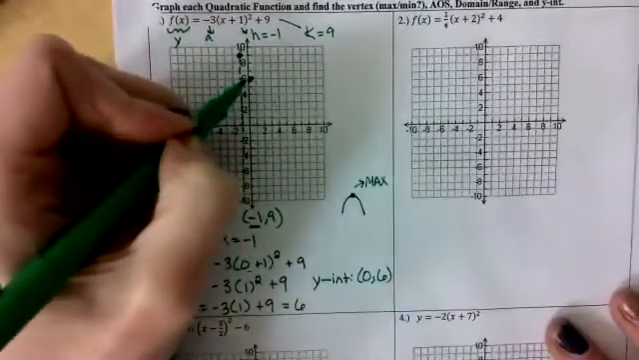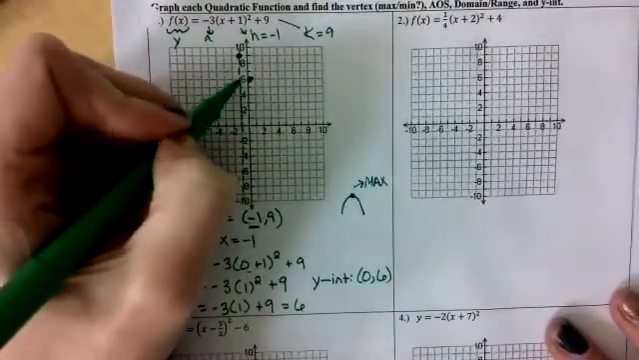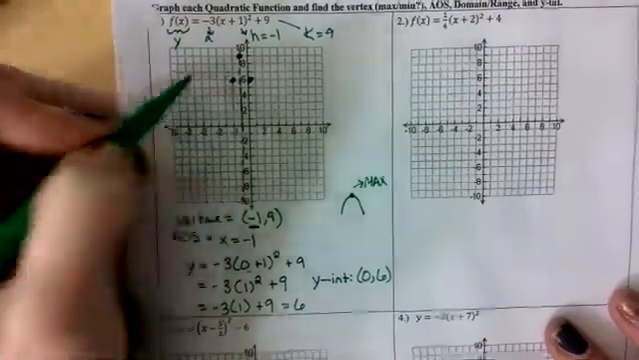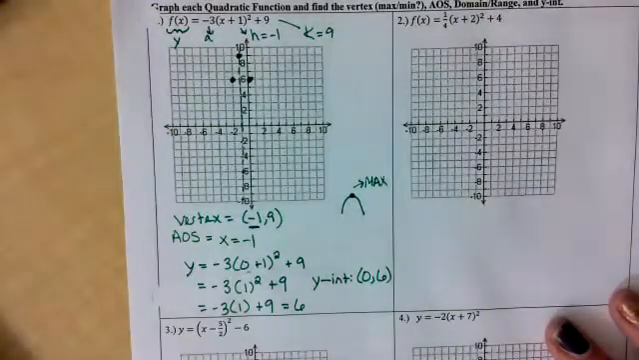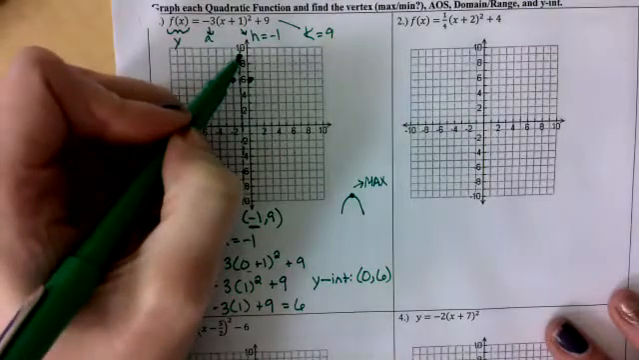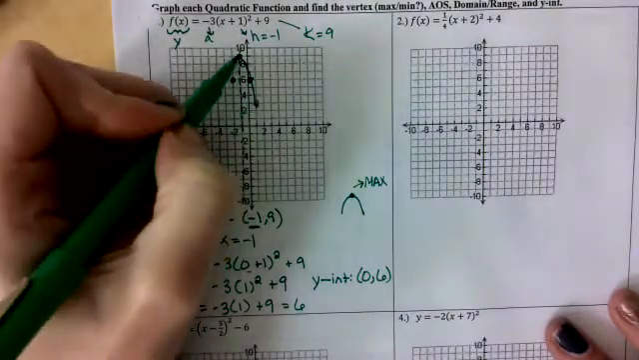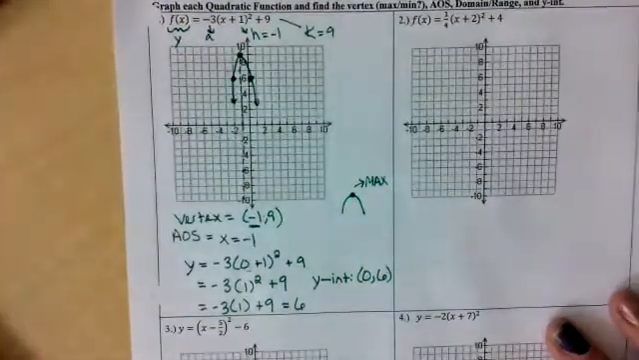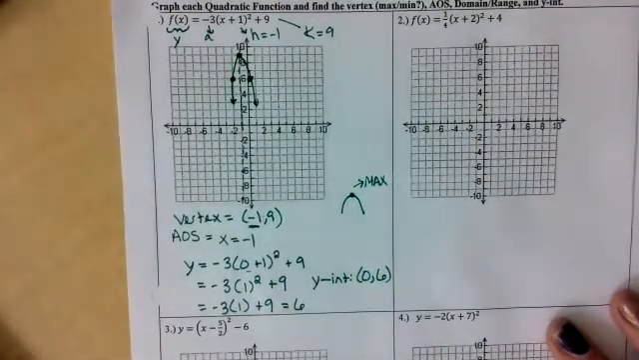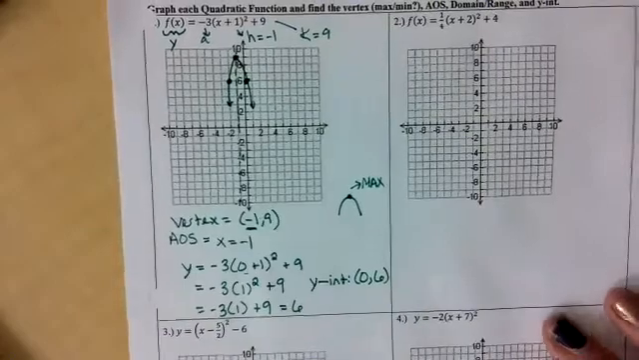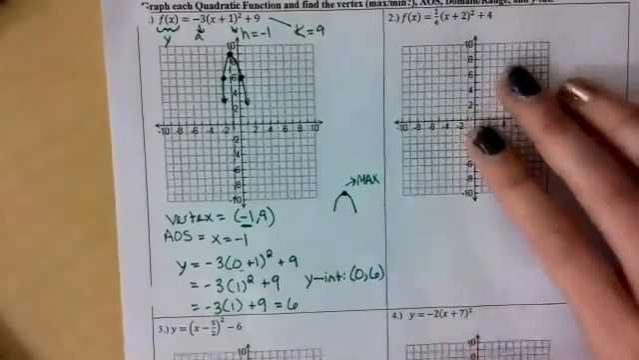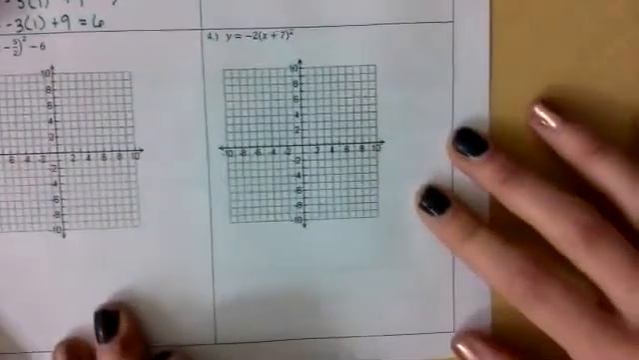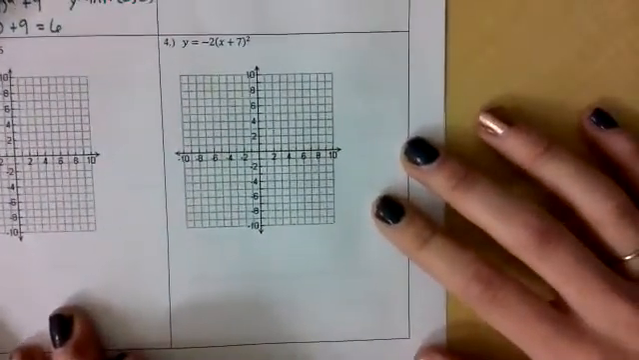Because I am 1 unit away from the line of reflection, I'm going to be 1 unit away on the other side. And then I can connect my dots. There's my graph. All right. So you guys can work on trying out the other ones. Let's do number 4 together.